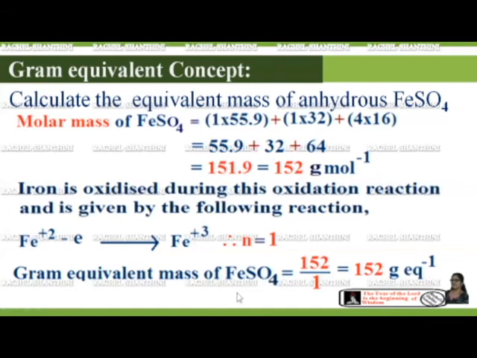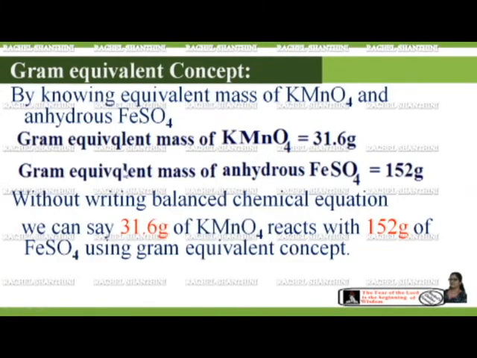Knowing the equivalent mass of KMnO4 and anhydrous FeSO4, we can say 31.6 gram of KMnO4 reacts with 152 gram of FeSO4 using the gram equivalent concept, without writing the balanced chemical equation. We prefer the gram equivalent concept to find out the amount of reactants involved in a redox reaction.